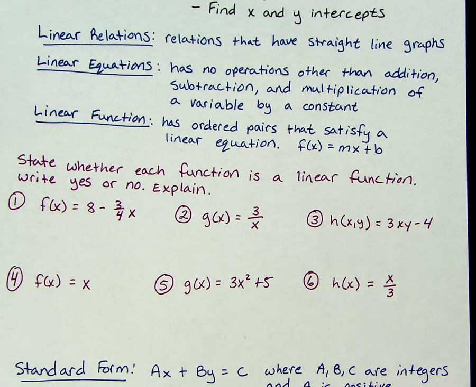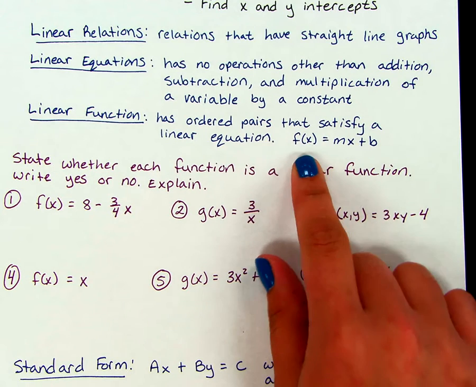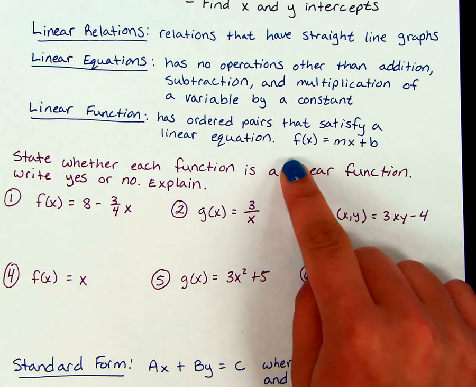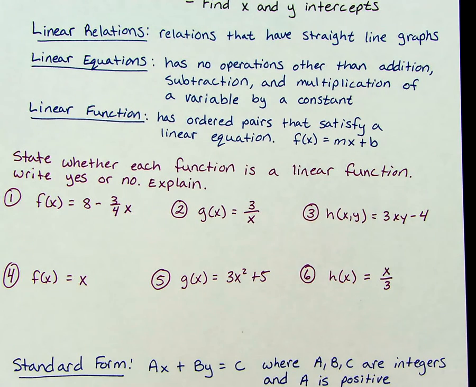And then a linear function has ordered pairs that satisfy a linear equation. So again, we're looking at something with an equal sign in it. And we have to remember that we are now in function notation. So that f of x really means the same thing as y. So this general equation should look familiar to you from Algebra 1. So to start with, we're just going to learn how to identify whether something is a linear equation or not.